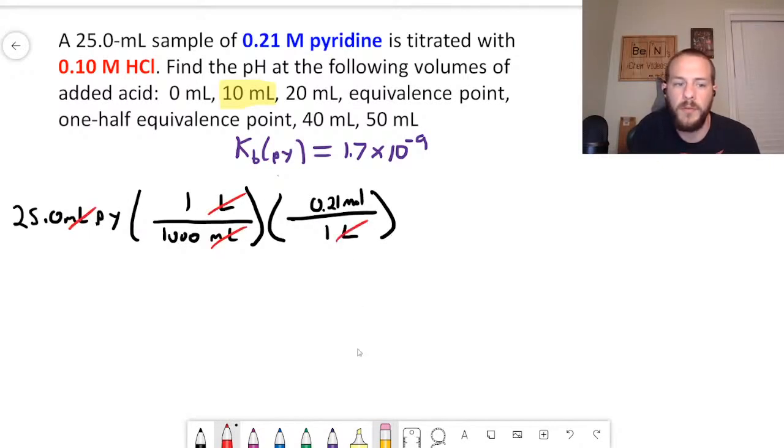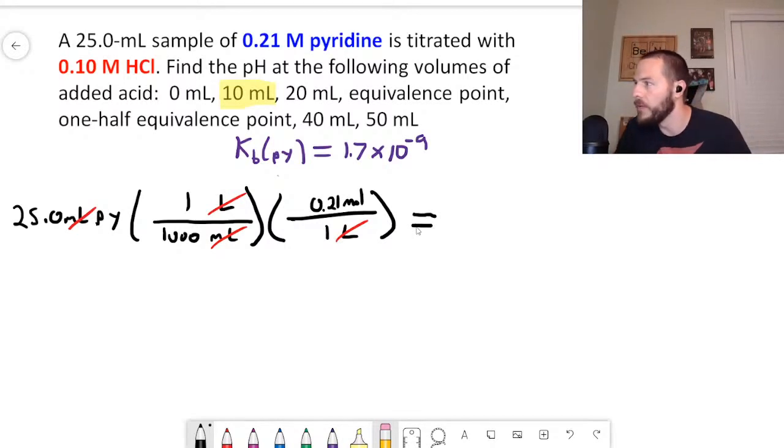Looks like they all do. 25 divided by 1,000 times 0.21. And again, I did not solve these ahead of time. I'm doing them here live for the first time along with you guys. So let me calculate this one out real quick. 25 divided by 1,000 times 0.21. Okay, I got a value. I'll just do it in decimal form.